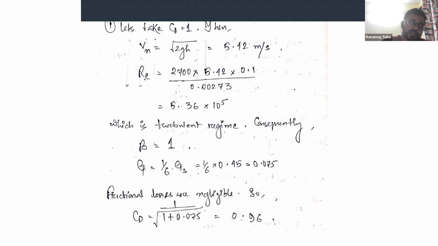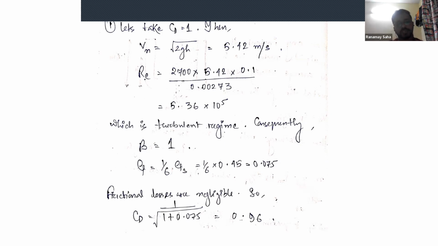Okay, so generally up to a Reynolds number of 4,000, we take it to be in the laminar regime. After 4,000, up to 10 to the power 5 or whatever, we go to the turbulent regime. So you can see here it is in the order of 10 to the power 5, so of course it's a turbulent regime. In the turbulent regime, we take the coefficient for velocity distribution, beta, as 1. And if it was in the laminar region, we would have taken beta as half.